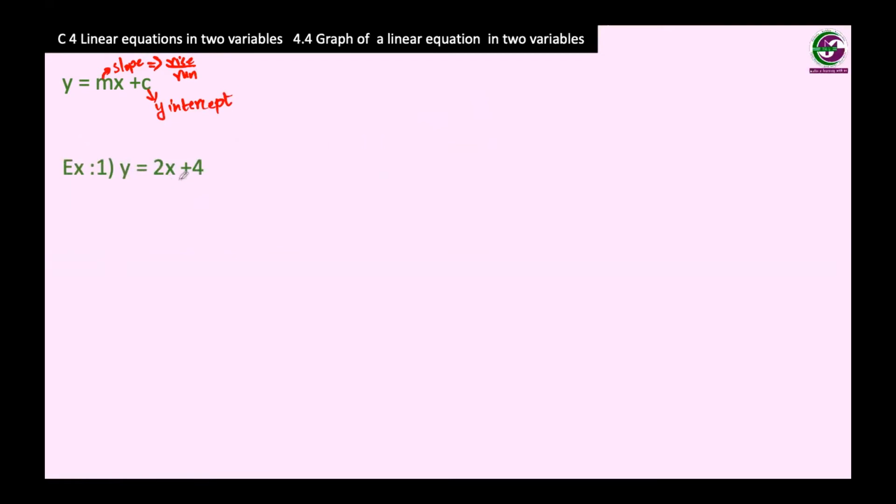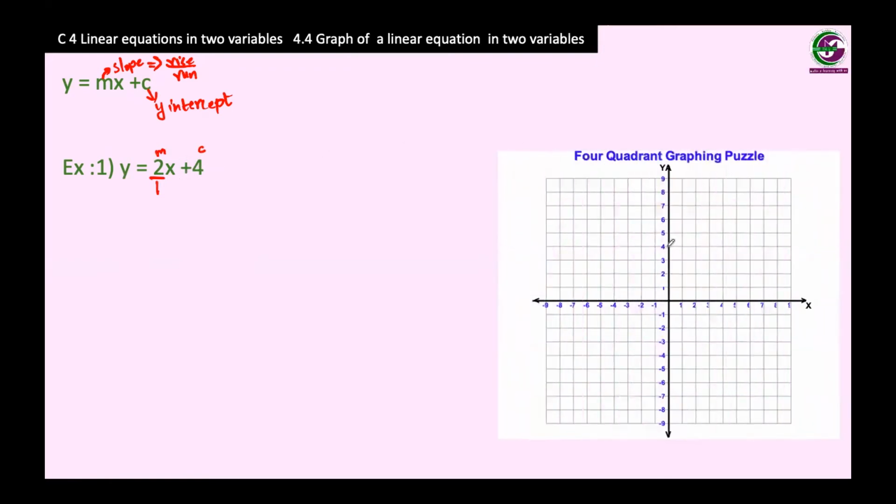Let us see from the example. y is equal to 2x plus 4. Here m is 2, so this is m and this is c. The first step is we can rewrite it in the form of a fraction. So this line will touch the y-axis at the point 4. So at the point 4, then 2 steps up, from here 2 steps up and 1 step forward. This is the line.